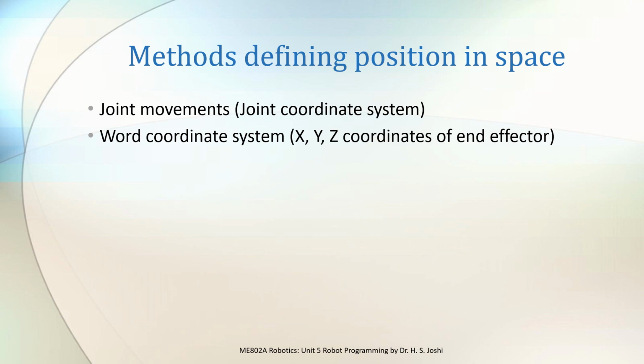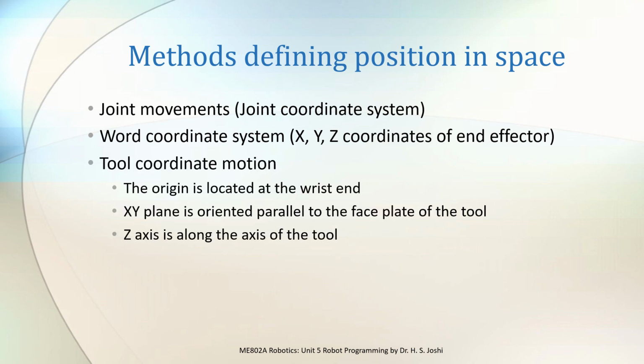However, the advantage of this system is that it is very easy and self-intuitive, because we always know the position of a particular point in space in terms of XYZ, whereas, as we discussed in robot kinematics, converting that from XYZ to a joint coordinate system is a big task, which we had already done in our second unit. The third coordinate system is typically called the tool coordinate system.